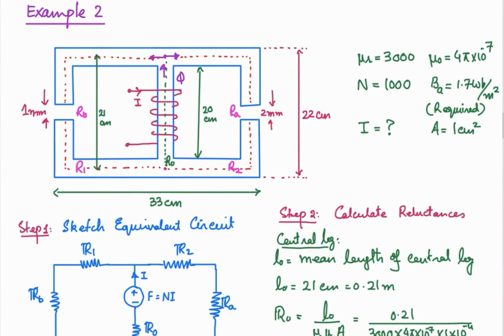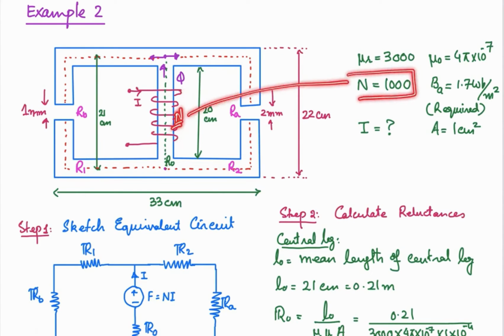Okay, now here is the second example related to magnetic circuits, a relatively complex structure. It consists of a core that you can see over here. The core structure is shown over here, and then there is a winding on the central arm having n number of turns, which are given to us.